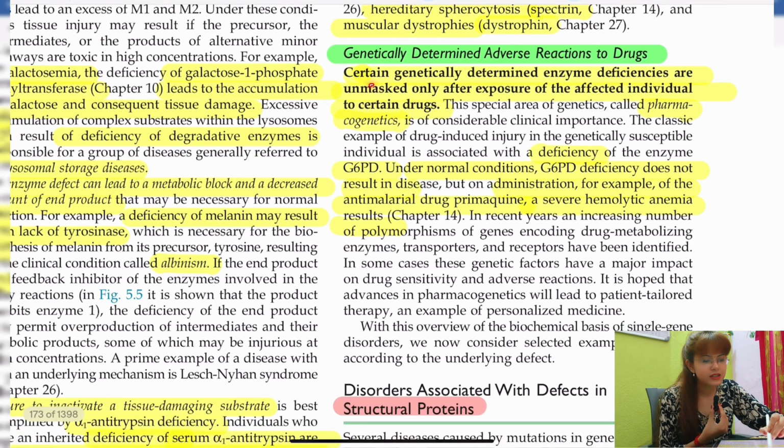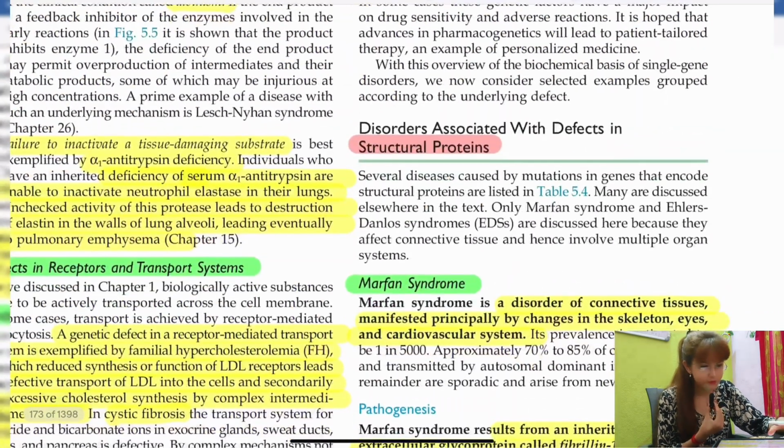Now, what is this? Certain genetically determined enzyme deficiencies are unmasked only after exposure of the affected individual to certain drugs, known as pharmacogenetics. Because you see that in normal conditions, the G6PD deficiency does not result in disease, but on administration of an antimalarial drug like primaquine, there is a severe hemolytic anemia resulting from this. That is why we say that pharmacogenetics is important, because these deficiencies are unmasked only after exposure to certain drugs.